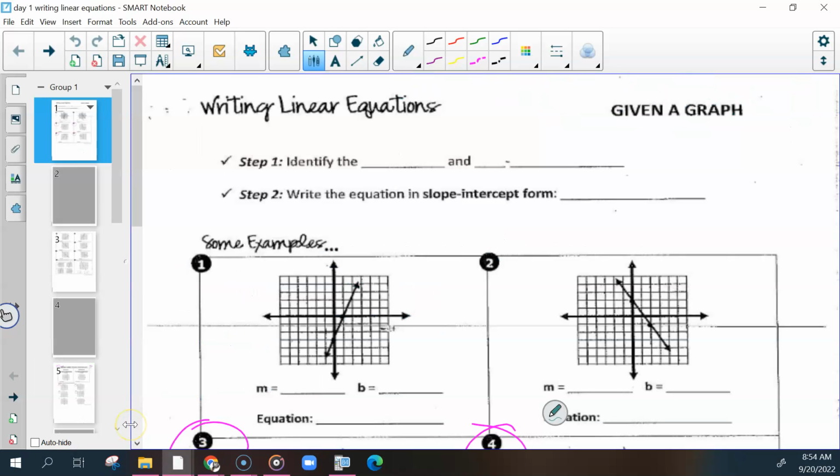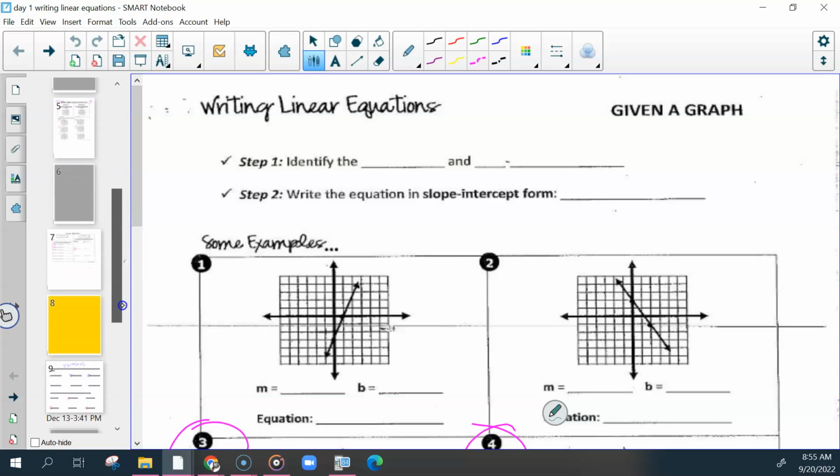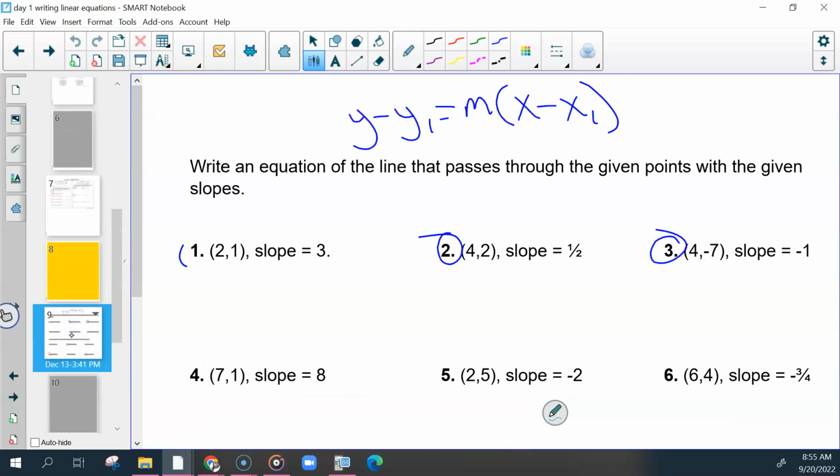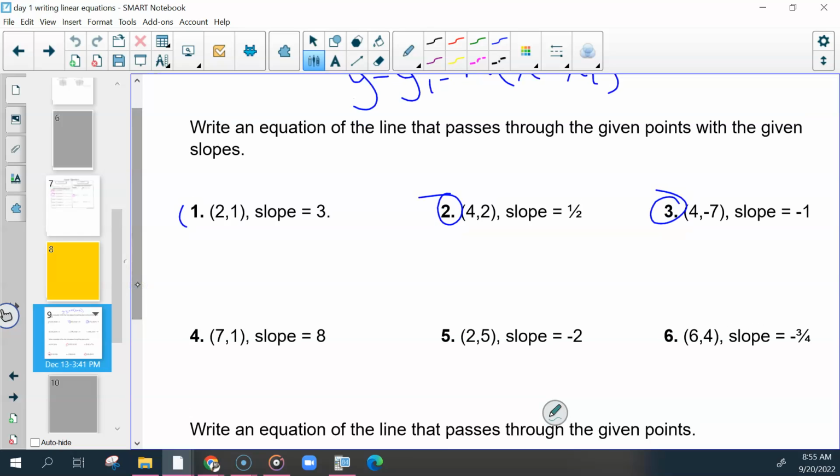Take out these notes if you don't already have them out. We're going to finish the last section in this. So far we've talked about writing equations from a graph, writing equations when it's a vertical or horizontal line, writing equations when you're given slope and y-intercept, converting it, and then the very last thing we talked about is when you have a point and a slope, and you would use your point slope form to find your slope-intercept form.